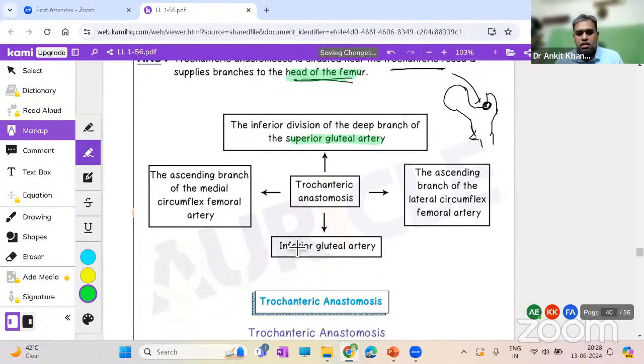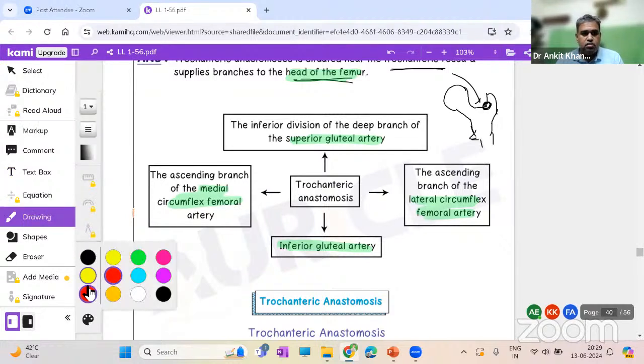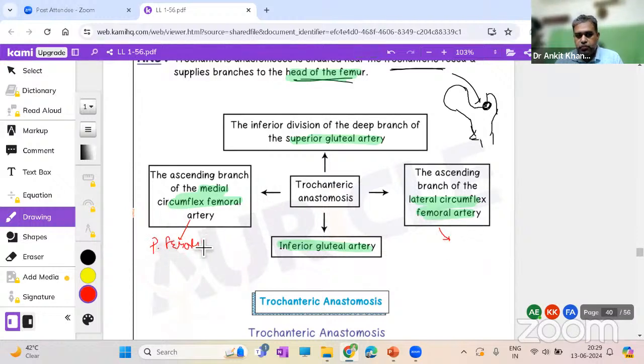You have one branch coming from the side, that is the inferior gluteal artery. Then you have one branch coming as a medial circumflex, one branch coming as a lateral circumflex femoral artery. Now, understand the trick over here. If you look at the medial and the lateral circumflex femoral artery, both of these are branches of profunda femoris, remember?